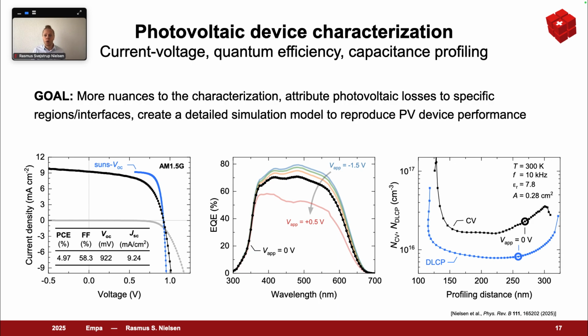But we see a strong bias dependence in our EQE, as well as a profiling distance of 250 nanometers from CV and DLCP. These results imply that the dark carrier density should be at least 4 orders of magnitude higher than the results from the dark Hall measurements.